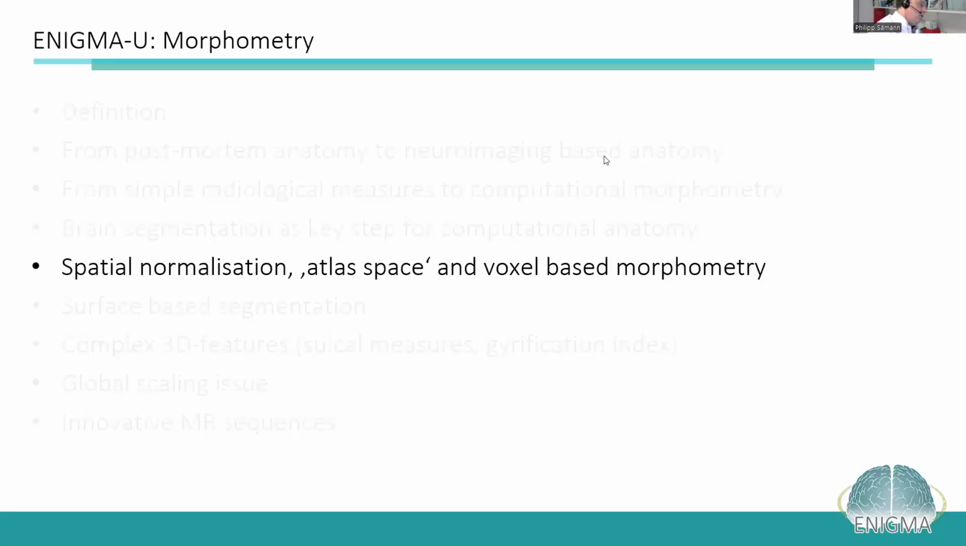Now, the next logical step is to understand why spatial normalization is so important for the segmentation process and why segmentation and spatial normalization are usually intertwined problems. You will also learn what an atlas space is and how voxel-based morphometry has been based on these principles.